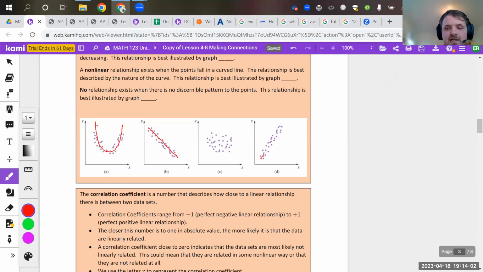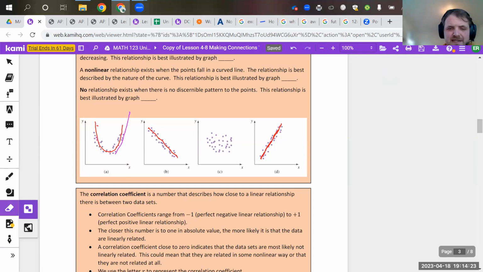In D, we would want to say that's probably increasing like that, or has a positive slope. So hopefully you're noticing if this is a positive slope, then you could probably say that B has a negative slope. In A, the slopes are negative there, the slopes are positive there, and so you can't really say what's happening the entire time.